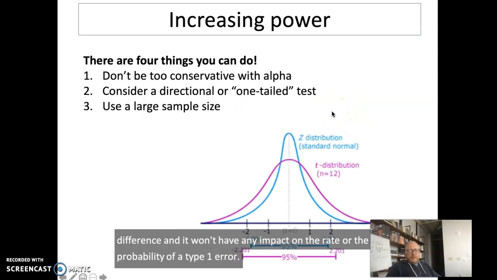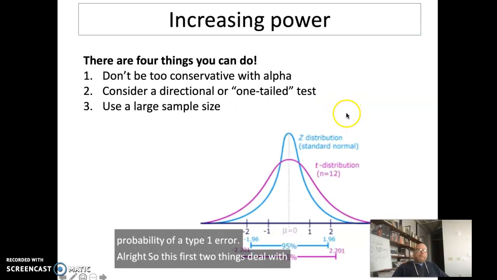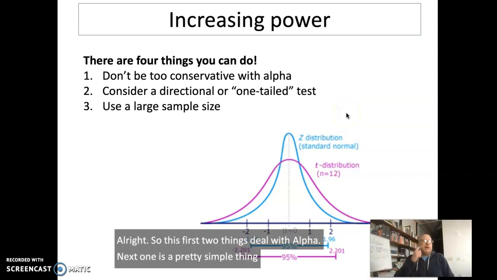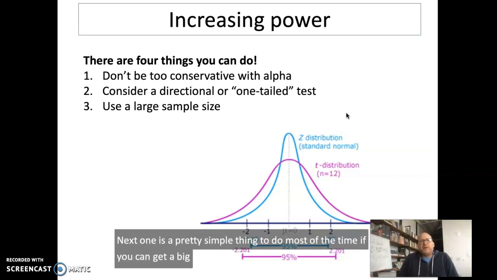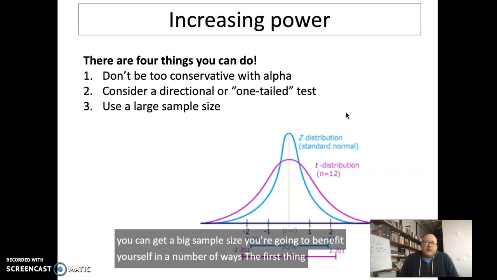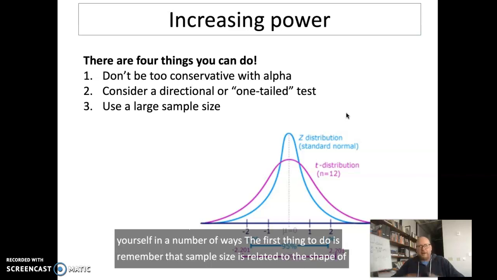All right, so those first two things deal with alpha. Next one is a pretty simple thing to do most of the time. If you can get a big sample size, you're going to benefit yourself in a number of ways. The first thing to do is remember that sample size is related to the shape of the distribution like that.